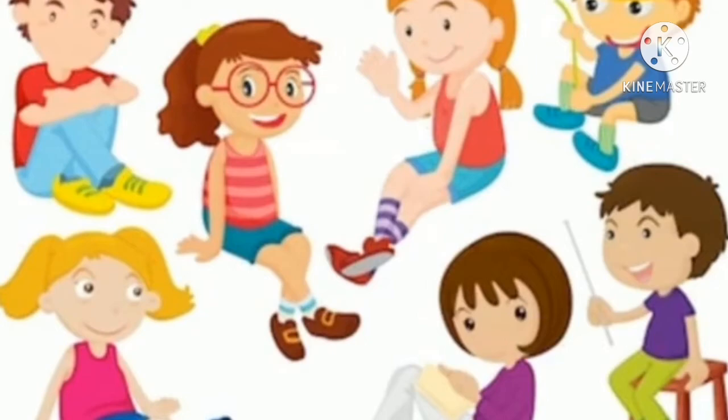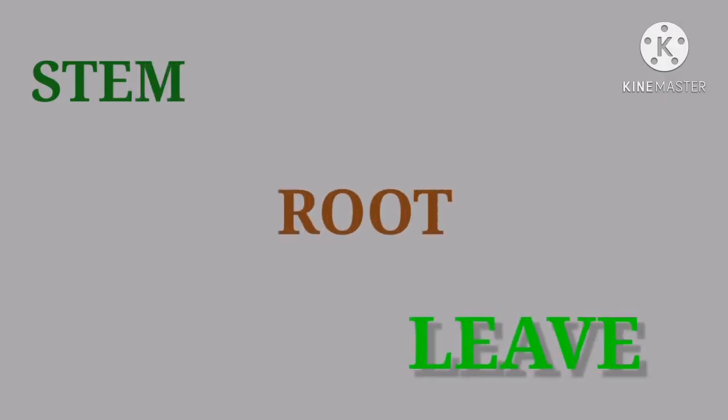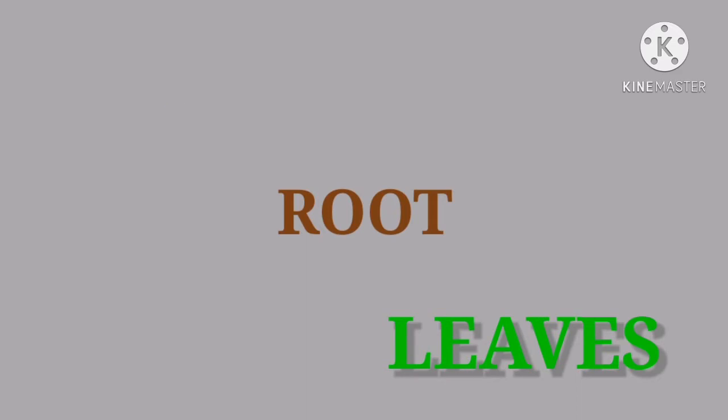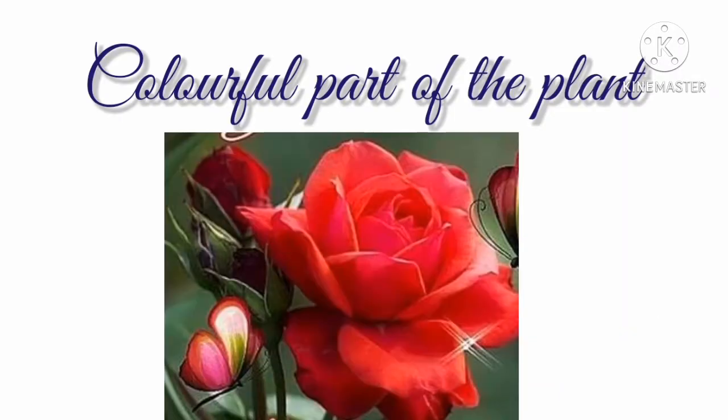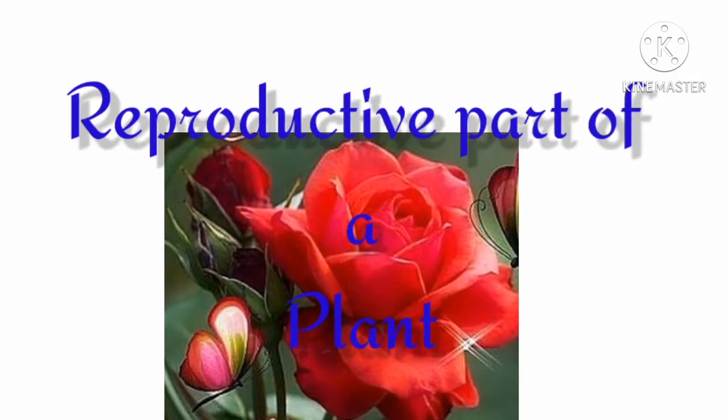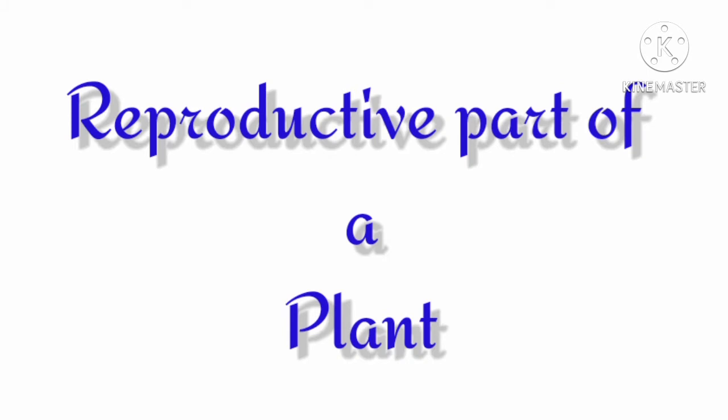Children, after studying about stem, root and leaves, now let us study about the colorful part of the plant, that is flower. Flower is the reproductive part of a plant. It helps in reproduction. Now, let us study about the structure of a flower.